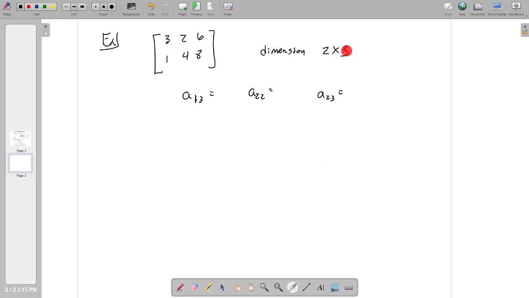The number of rows by the number of columns. 2 rows, 3 columns, 2 by 3. For a sub 1,3 we look in the first row, third column. So first row all the way to column 3, and that entry is 6. So a sub 1,3 is 6. A stands for the value. 1,3 stands for the position of this value. So a sub 1,3 is this value, which is 6. Similarly, a sub 2,2 would be second row, second column, so 4. And a sub 2,3 is going to be the second row, third column, so we get 8.